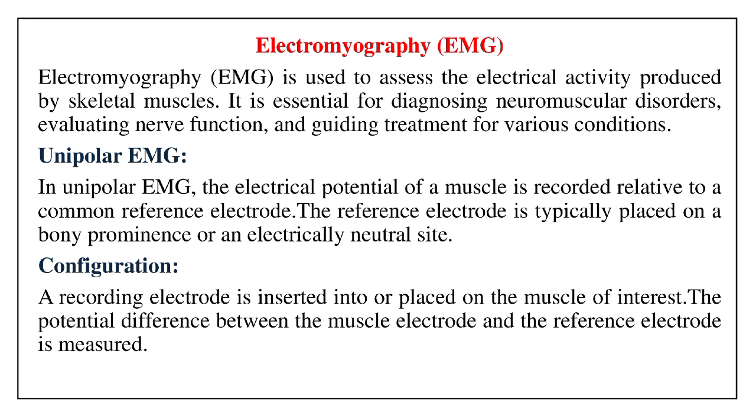Electromyography (EMG). Electromyography (EMG) is used to assess the electrical activity produced by skeletal muscles. It is essential for diagnosing neuromuscular disorders, evaluating nerve function, and guiding treatment for various conditions. Unipolar EMG. In unipolar EMG, the electrical potential of a muscle is recorded relative to a common reference electrode. The reference electrode is typically placed on a bony prominence or an electrically neutral site.